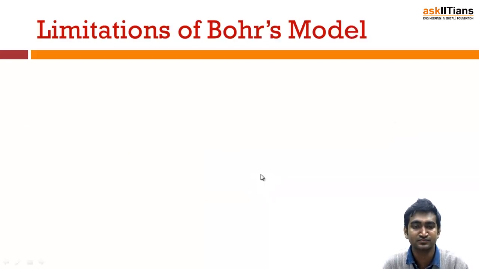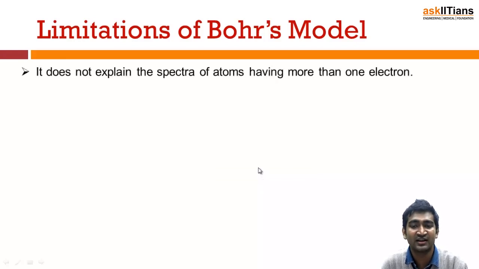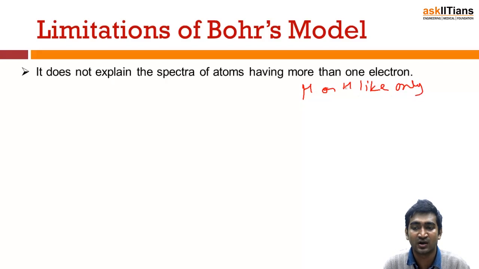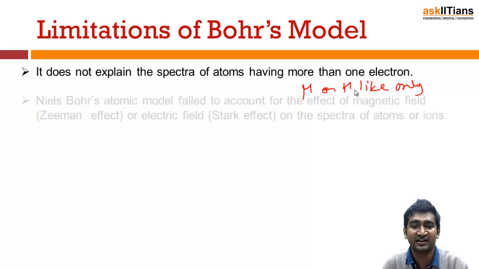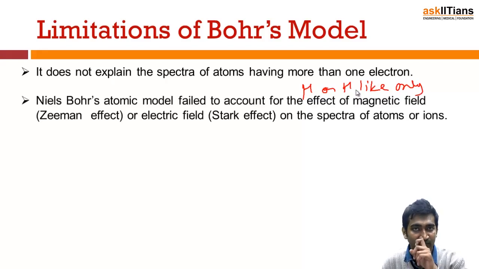That's what I said. But there is a limitation as well. Why? Because it doesn't explain the spectra of atoms with more than one electron. This means the system is valid only for hydrogen or hydrogen-like species. So this was the limitation. Also, the Zeeman effect and Stark effect could not be explained by this model.